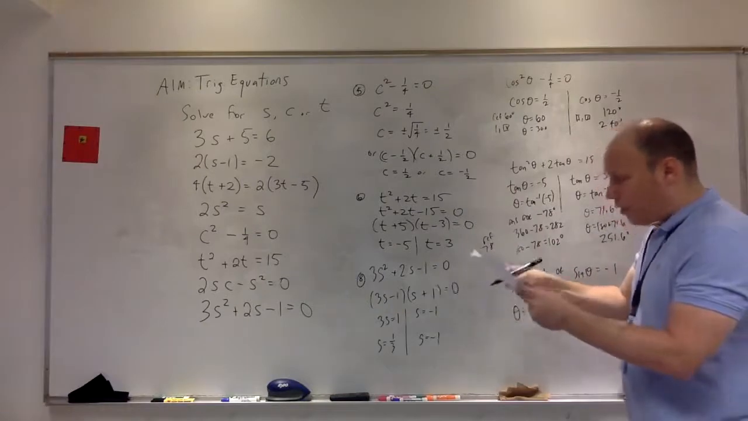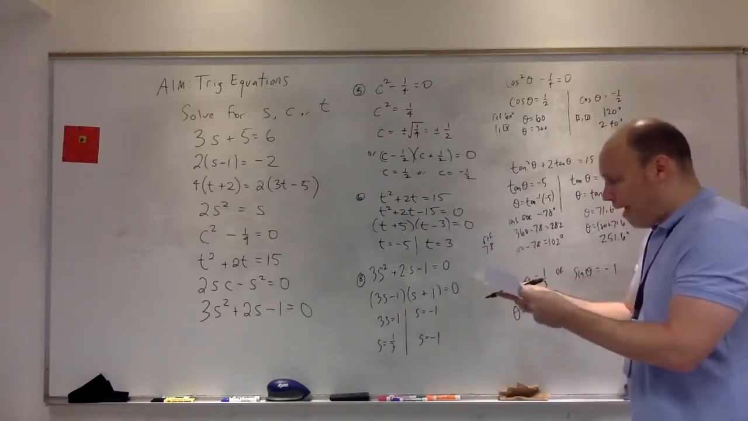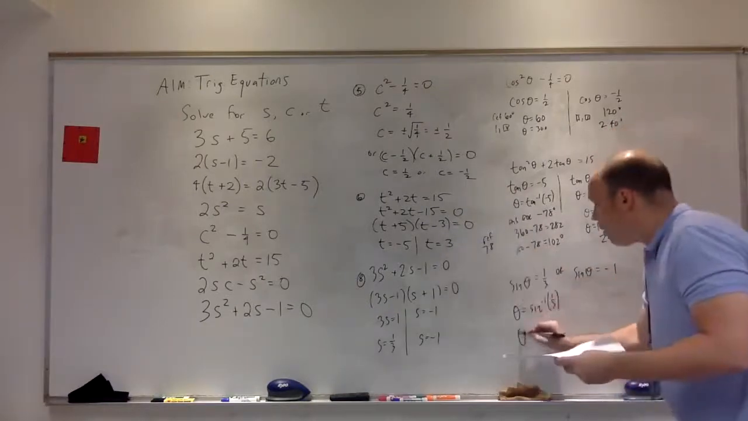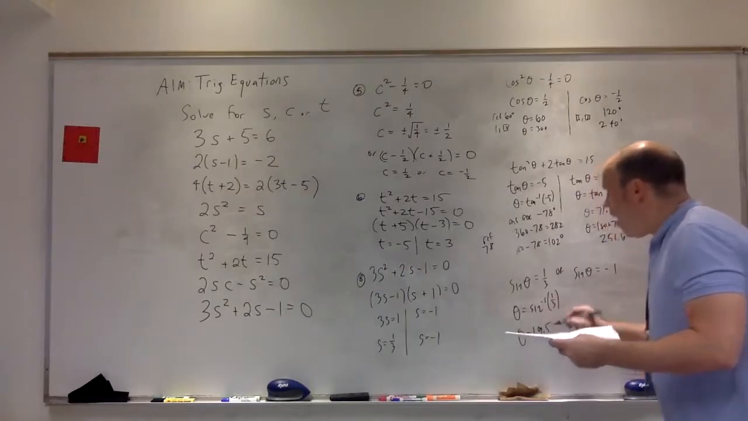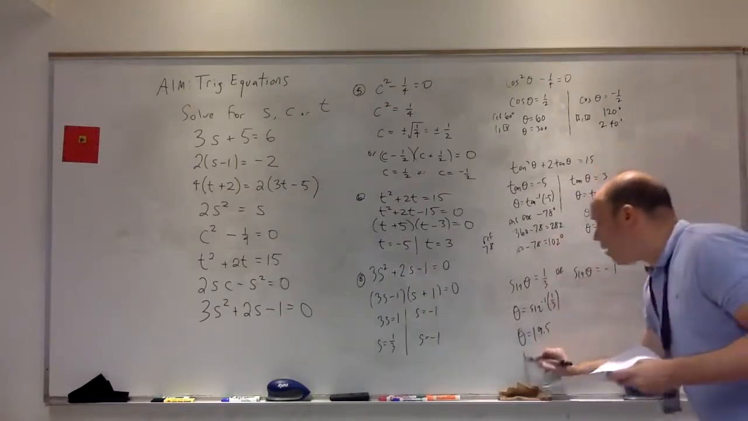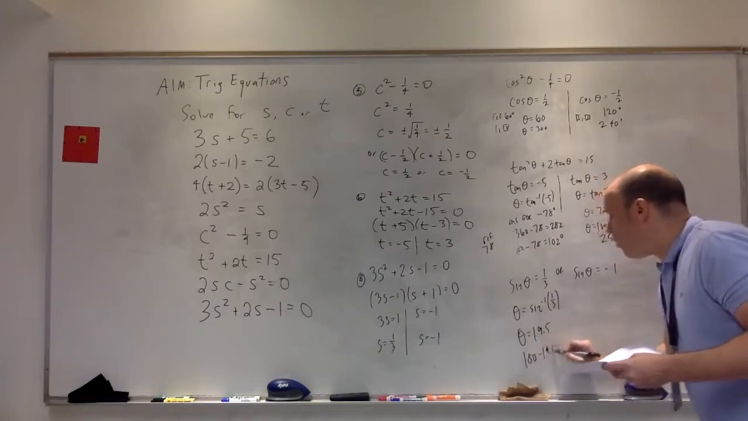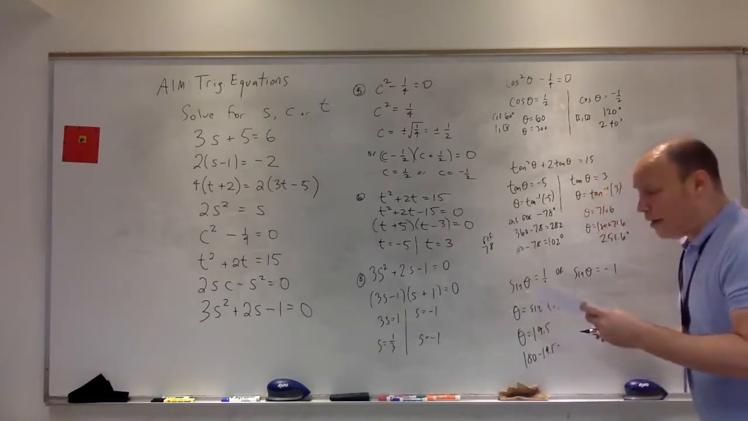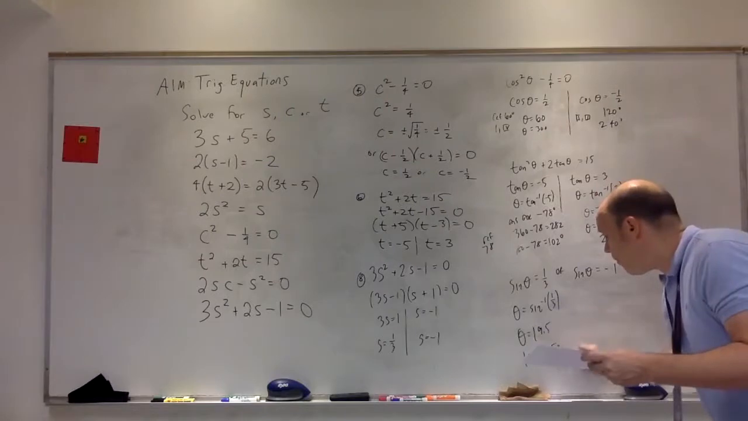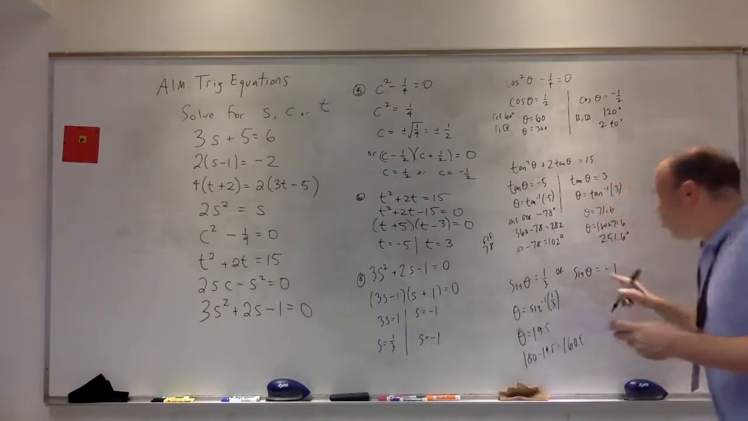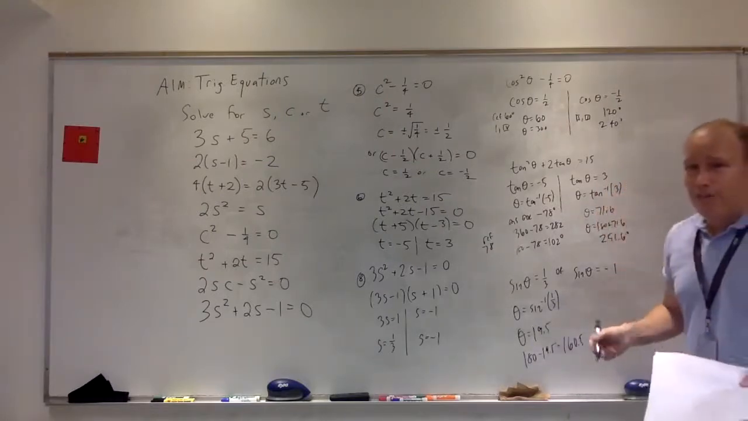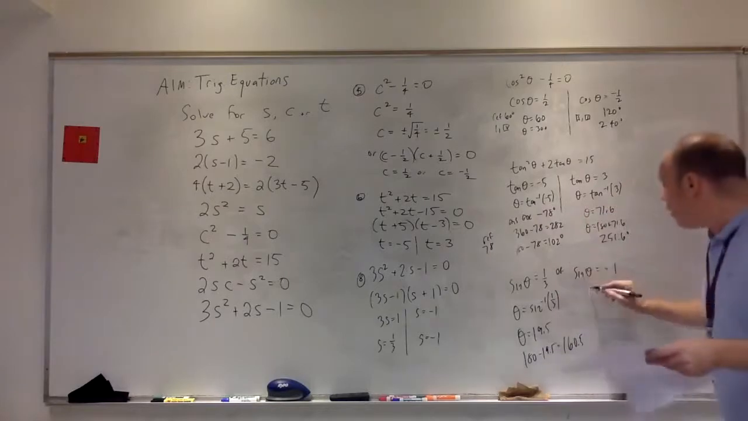The reference angle, let's see what I have here. The reference angle is 19.5 degrees. And we need to get the second quadrant. Let's do 180 minus 19.5, which is 160.5. What's going on here? The sine of theta is negative 1. We like that. That's 270. We're done.